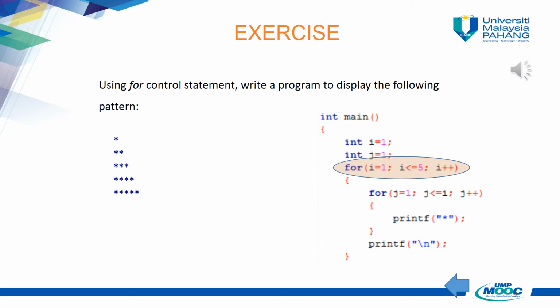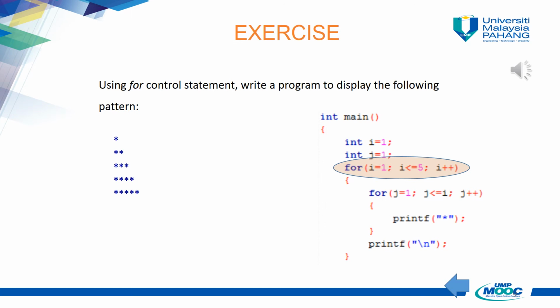Yes, it is true. Then the program will go to the inner loop, that is, j equals 1, j less than or equal to i, j plus plus. In this inner loop, it will check whether j is less than or equal to i. Remember that i equals 1, hence it is true, and the program will print a star. Next, j increments and the inner loop checks whether j is less than or equal to i. It is false because now j equals 2 while i equals 1. Hence, the program exits the inner loop and prints a new line.